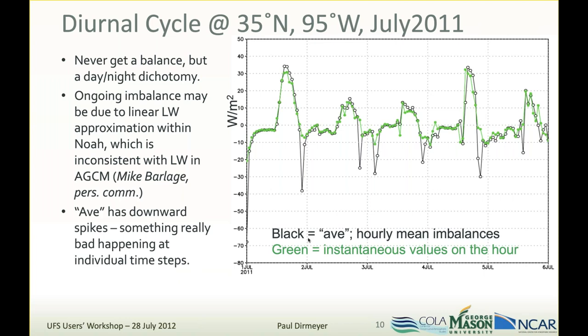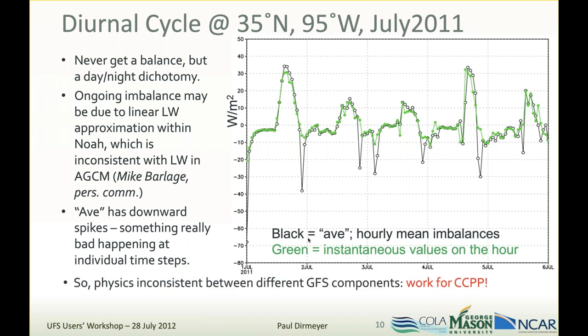And this average value has these downward spikes that you see in the black curves periodically, which is something else going on. I'll show on the next slide what's happening there. But it's pretty clear that this is one of those physics inconsistencies that CCPP is going to be addressing. We don't have the same laws of physics in the land model and the atmosphere, and that needs to be made consistent, because the energy within NOAA is balancing, but it's not using the same radiation terms that the atmosphere is. So again, one of these consistency issues in the physics.